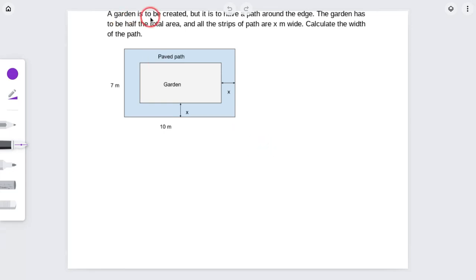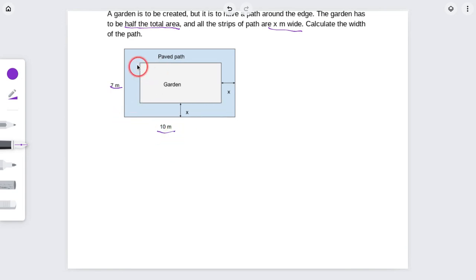A garden is to be created, but it is to have a path around the edge. The garden has to be half the total area and all the strips of the path are x meters wide. So here we have a diagram, and you can see there is a big rectangle with the side here of 7 meters and the length as 10 meters.